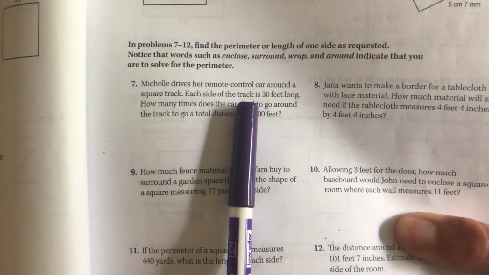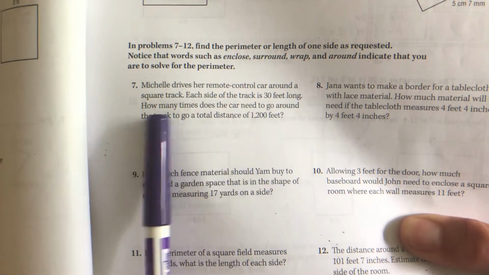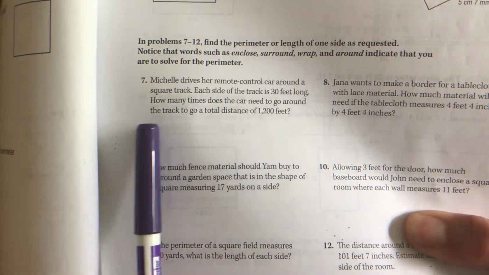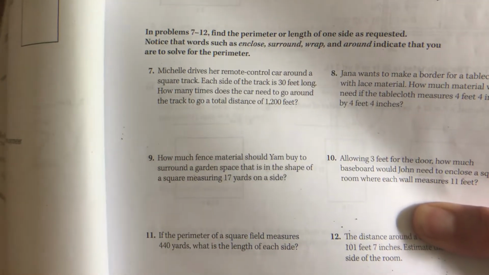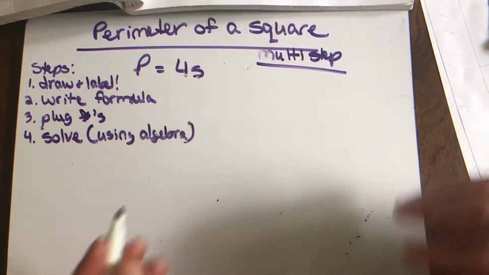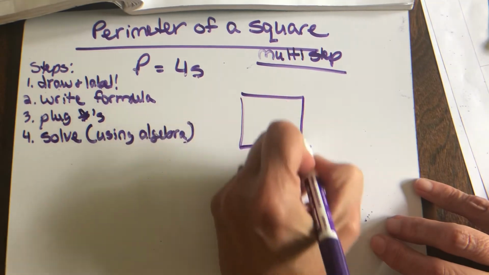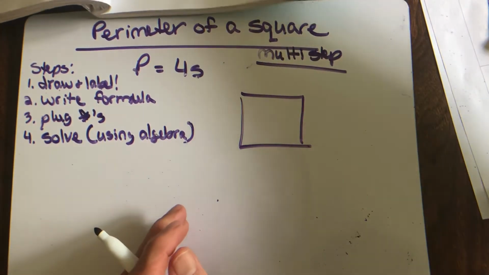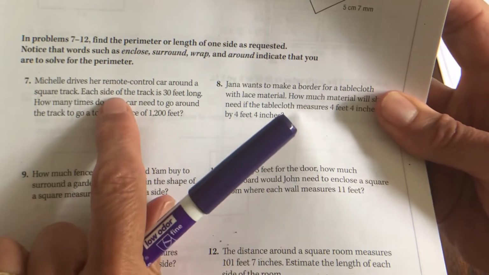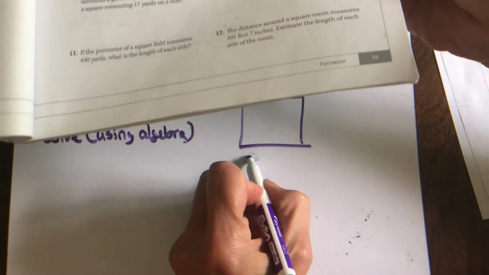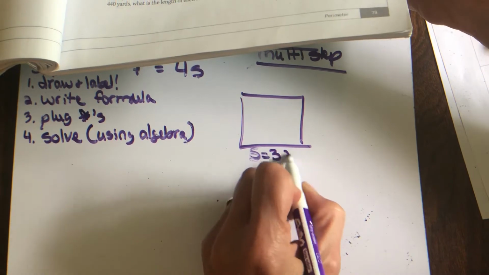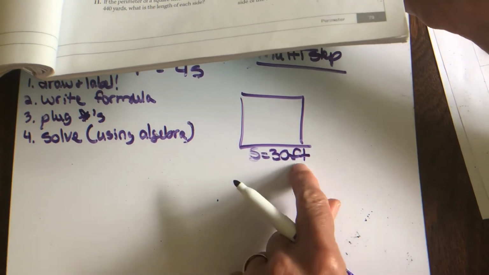Each side of the track is 30 feet long. How many times does the car need to go around the track to go a total distance of 1,200 feet? All right, so that's interesting. We know we got a square track, and it says that the side of the track is 30 feet long. So S equals 30 feet. FT is feet, okay? So get in the habit of writing it that way.